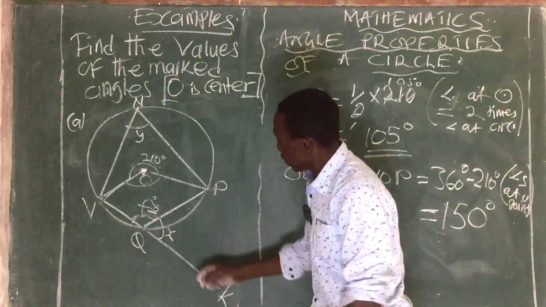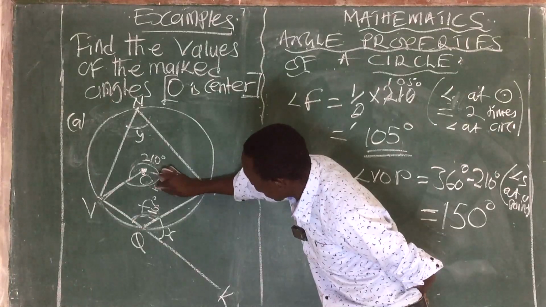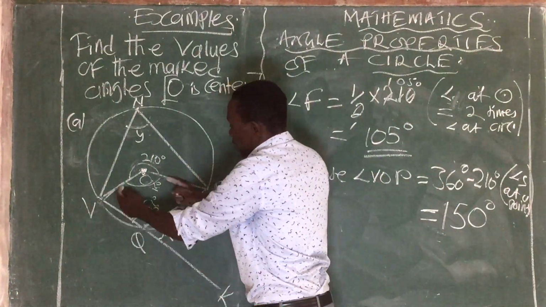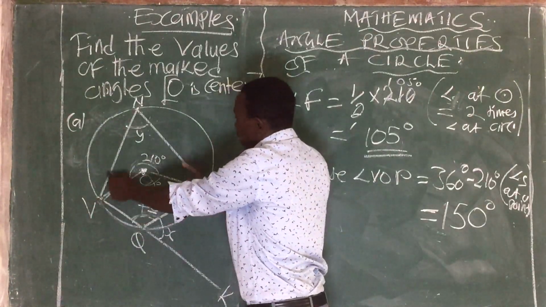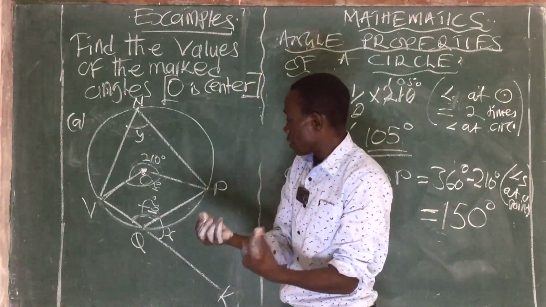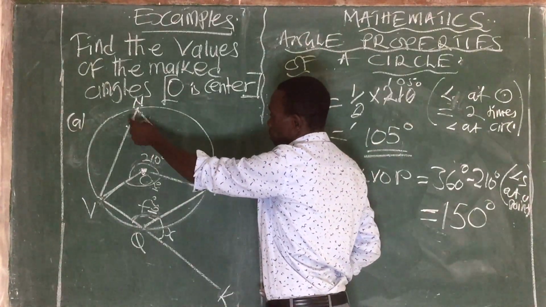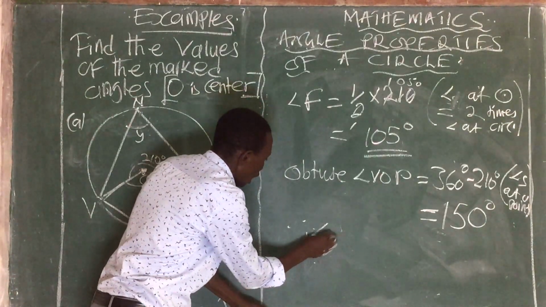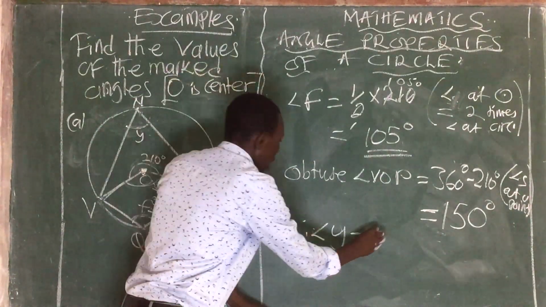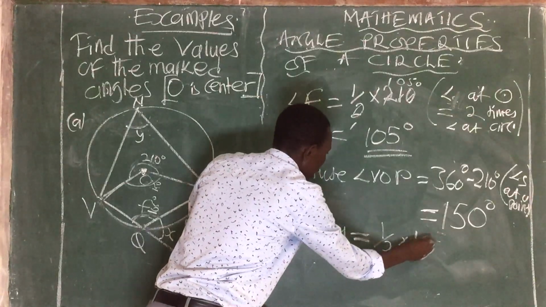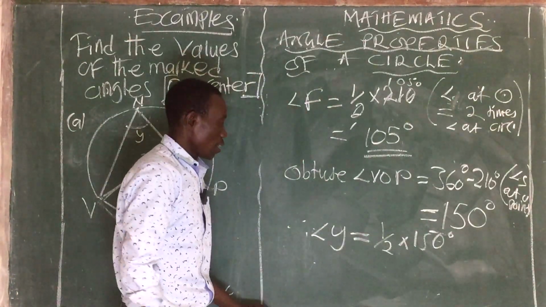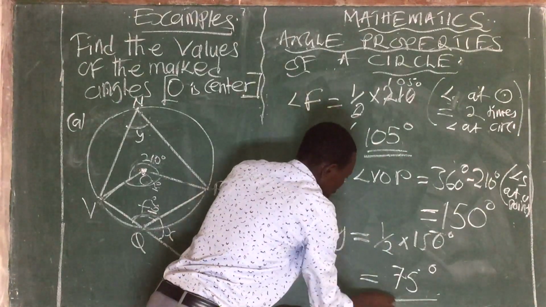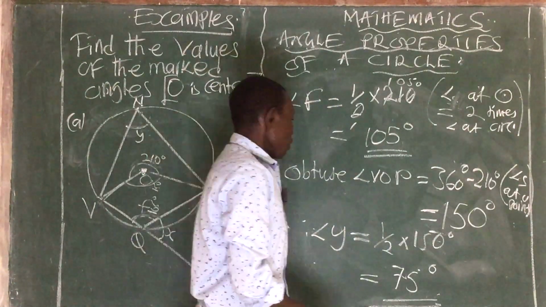So it means the angle at the center here is 150 degrees. So this arc is subtending an angle at the center. The same arc is now subtending an angle at the circumference. By what we discovered, this is twice that. It means this should be half of this. Therefore, angle Y should be equal to what? Half multiplied by 150 degrees. And this gives us 75 degrees. Right, so that's the way it works here.